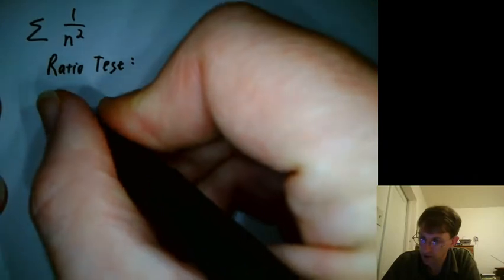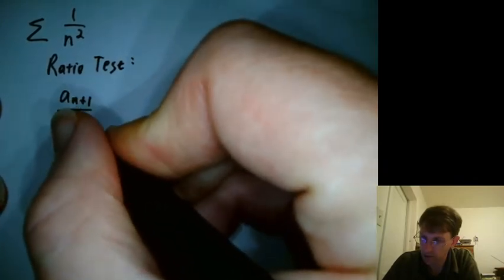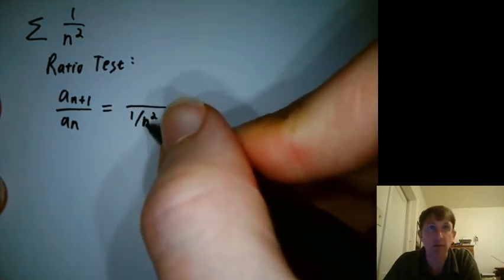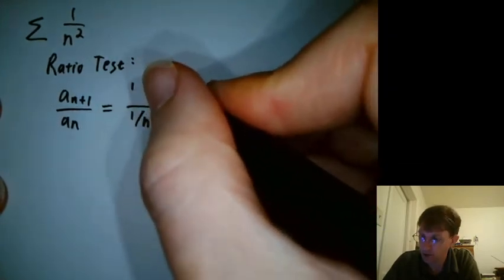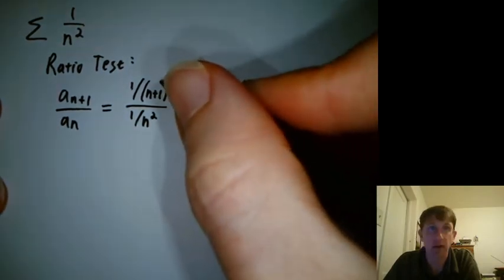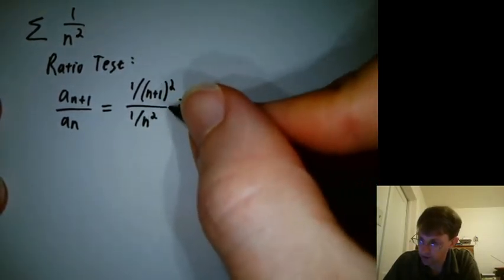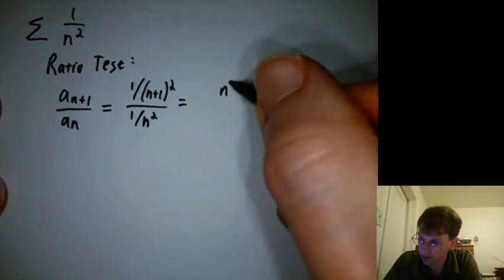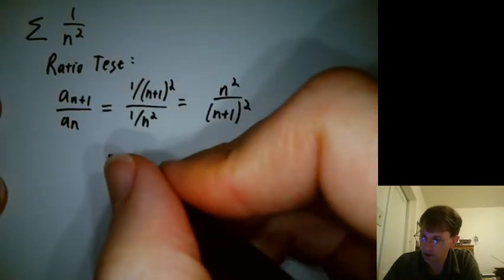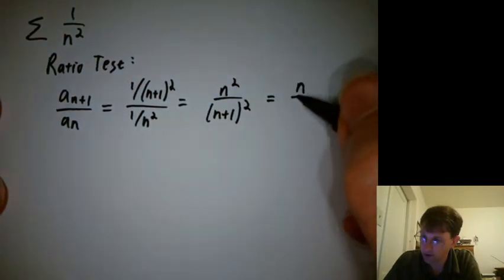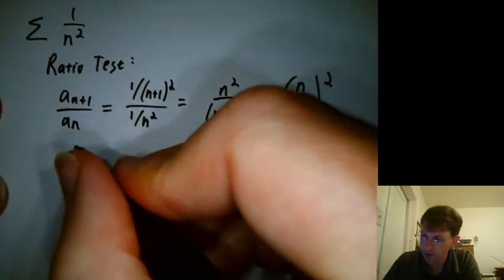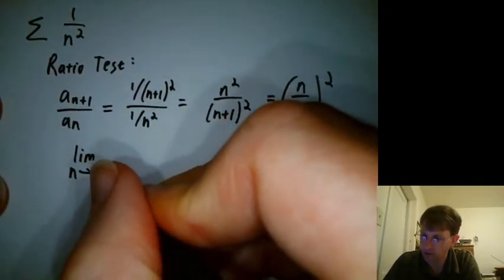Welcome back. So we're going to say a_(n+1) over a_n is 1 over n squared in the bottom here, and in the top 1 over (n plus 1) squared. And then do the whole denominator flip thing. So we're going to get n squared over (n plus 1) squared, which we could also write as (n over n plus 1) squared. And then we'll say, what's the limit of that as n goes to infinity?